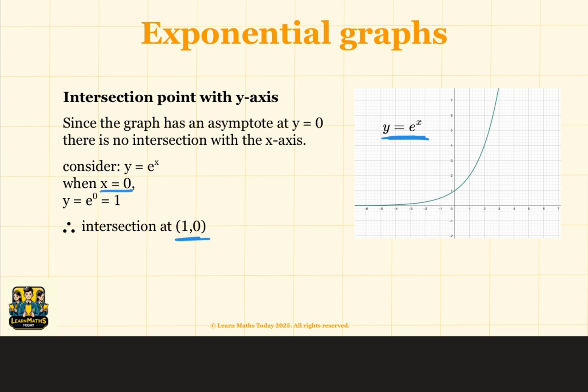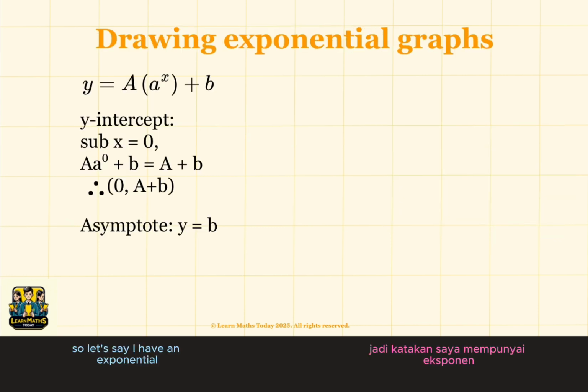Okay. So let's say I have an exponential equation in the form of y equals a multiplied by e to the power x plus b. Now, a is actually called your pre-exponential multiplier, and b is your vertical shift. Now, a characteristic of exponential graphs is actually the intersection with the y-axis. So when we want to draw exponential graphs, we should always find that intersection first.